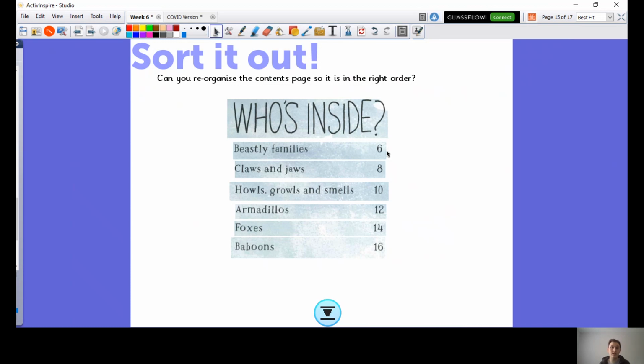Okay, I told you it'd be very quick today. That was our super quick sequencing activity.